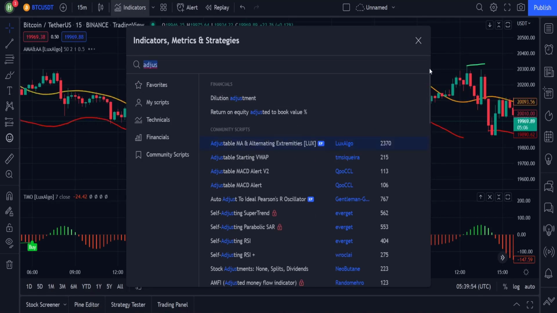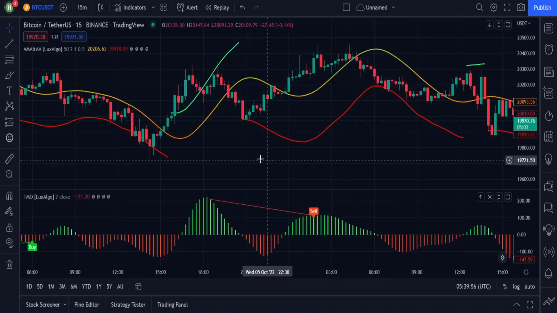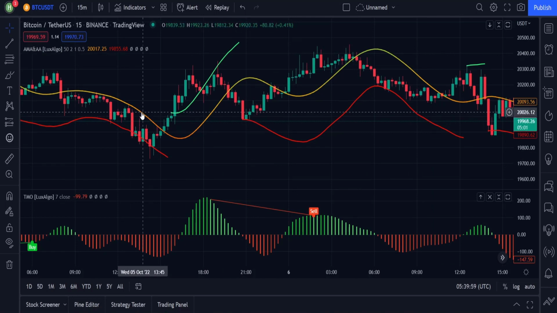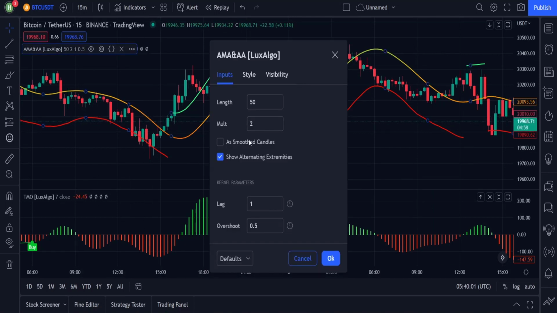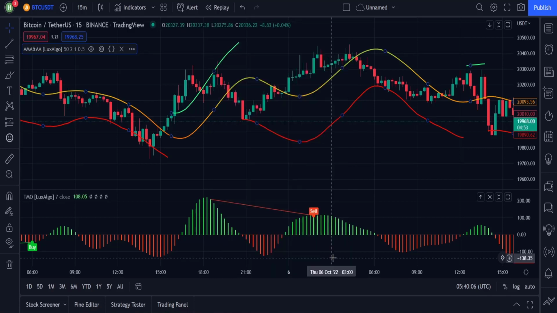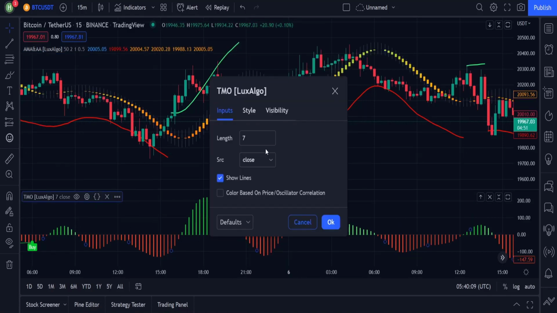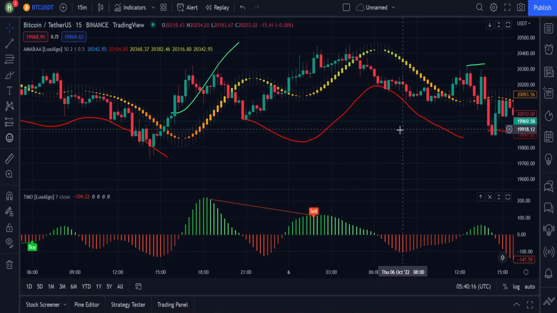Now we'll change some settings for the Adjustable Moving Average indicator. Let's double-click on the Adjustable MA, and in the Input section, enable the Smooth Candles and click OK. Make sure that in the settings for the Triangular Momentum Oscillator, in the Input section, the length should be 7. Now our indicators are set, so let's understand how these indicators work.